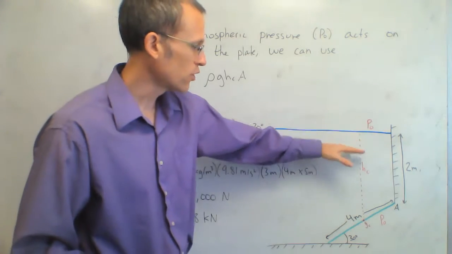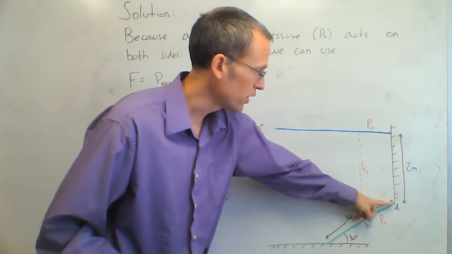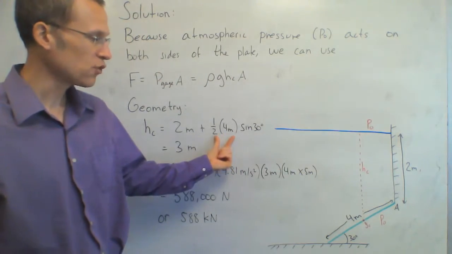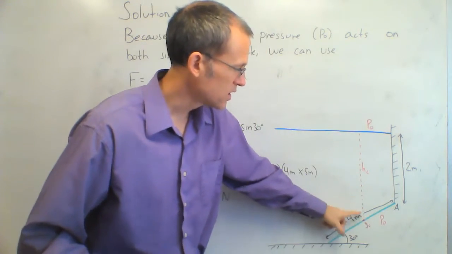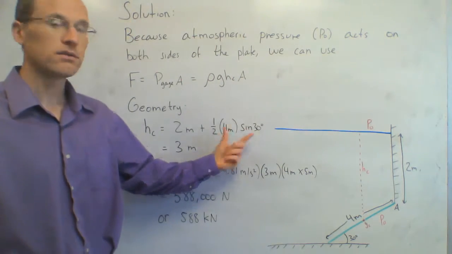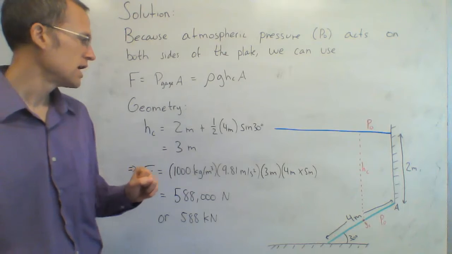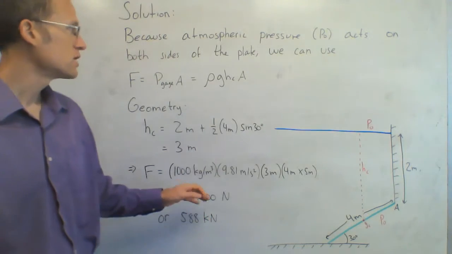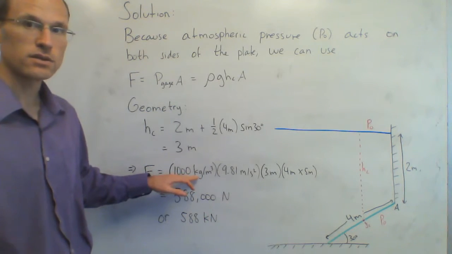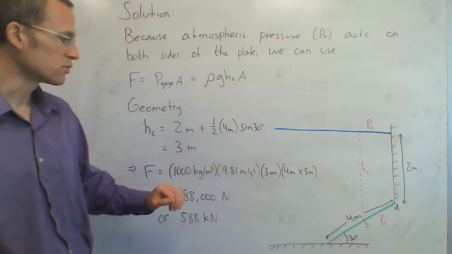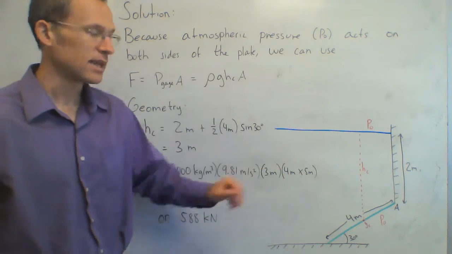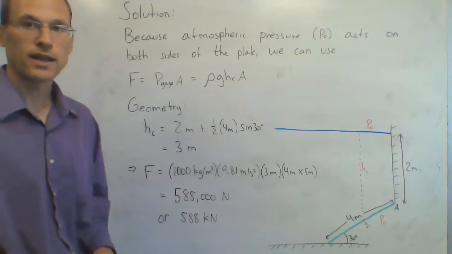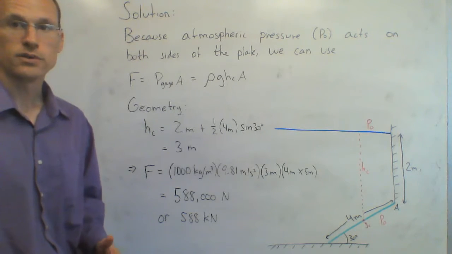To get from the top of the water down to my centroid, I go down these 2 meters to point A. So I have 2 meters there, and then I have half of my plate, so half of 4 meters, but I only want the vertical distance. So half of 4 meters times sine theta gives me that additional vertical distance. That total ends up being 3 meters, so this YC is 3 meters below the surface. Now plugging all that in: density of water is 1,000 kilograms per cubic meter, gravity 9.81 meters per second squared, my depth of 3 meters, and then the area of my plate, 4 meters times 5 meters. That gives me 588,000 newtons total, or 588 kilonewtons as the force on this plate.